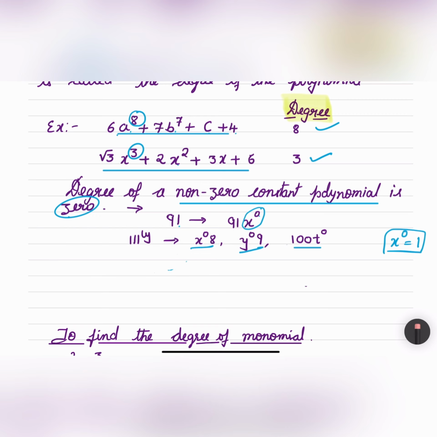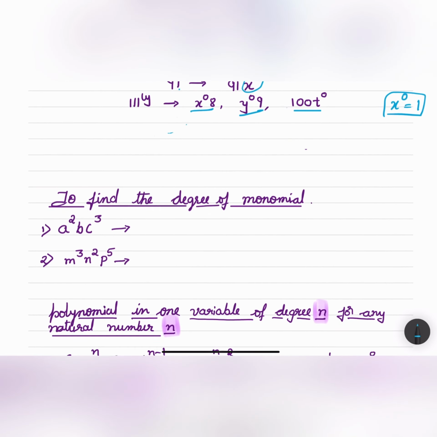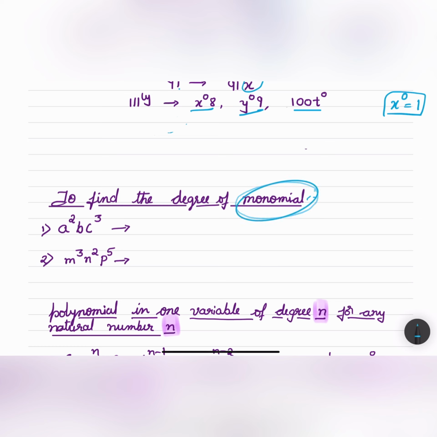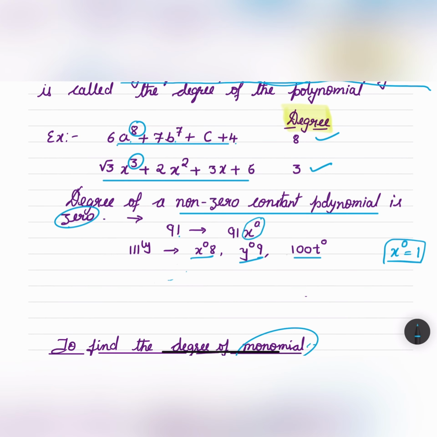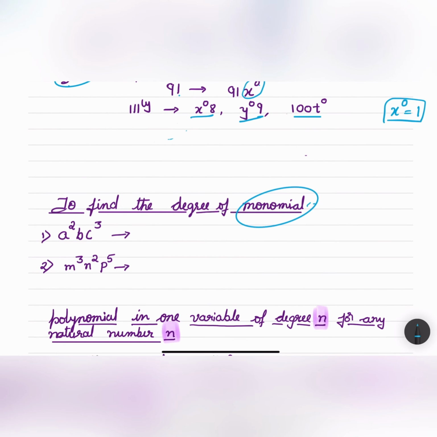Now we will look into the next one, finding the degree of a monomial. Monomial means single term. How do we find out the degree of a monomial? When we have plus or minus in between, it is a polynomial. Polynomial means an algebraic expression which has more than 2 terms with the degree as a whole number, right? And this is a monomial.